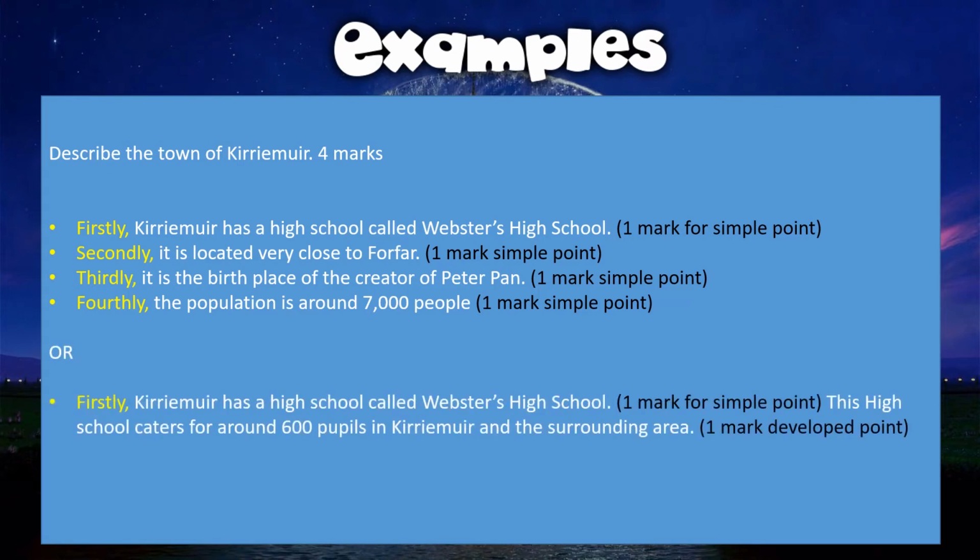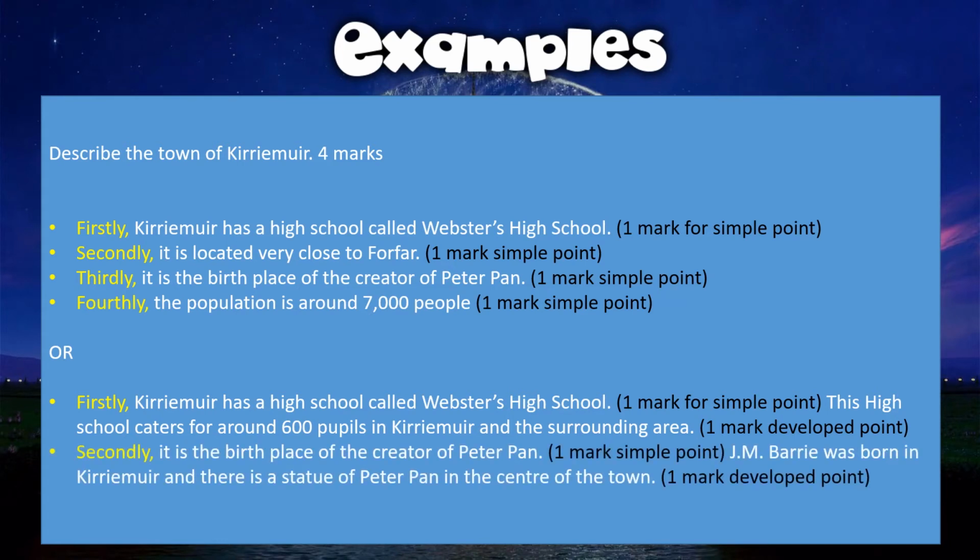Or, as mentioned, you can do developed points. So we've got, firstly, Kirriemuir has a high school called Webster's High School, full stop. So there's your 1 mark for your simple point. Now we're developing this. This high school caters for around 600 pupils in Kirriemuir and the surrounding area. So there's a mark for developing your point further. Secondly, it is the birthplace of the creator of Peter Pan. There's 1 mark for a simple point. And then we're developing this. J.M. Barrie was born in Kirriemuir, and there's a statue of Peter Pan in the centre of the town.